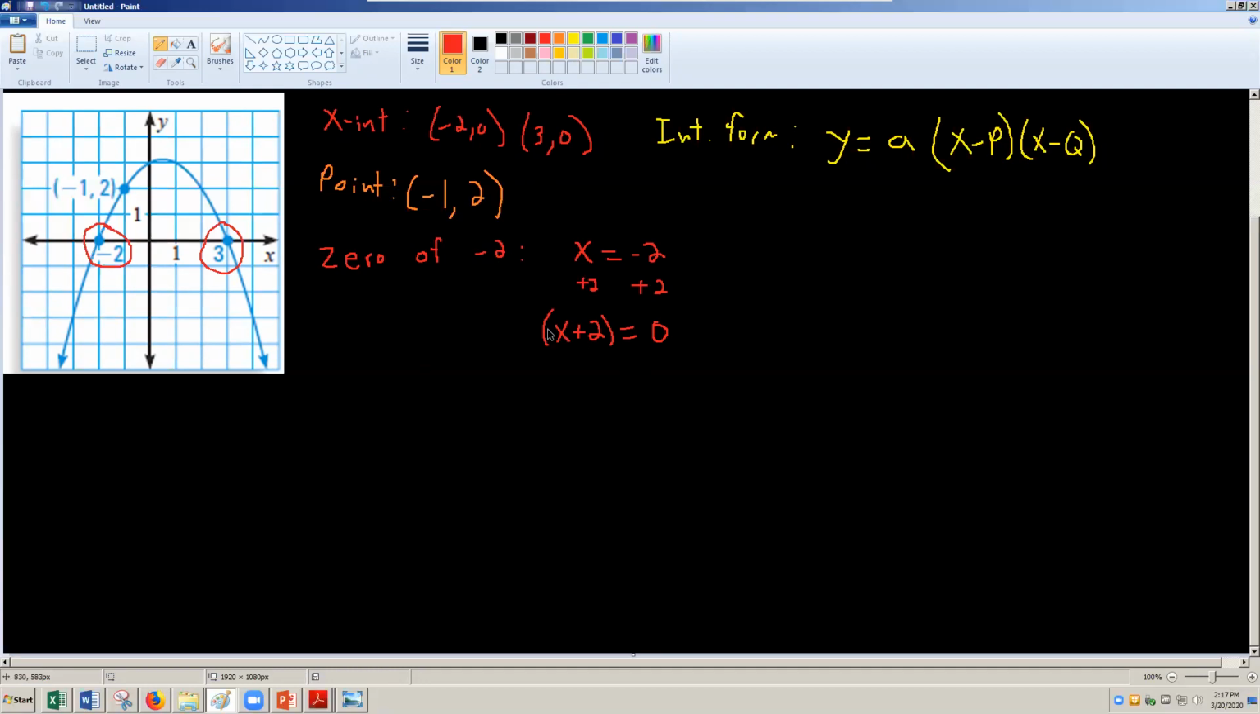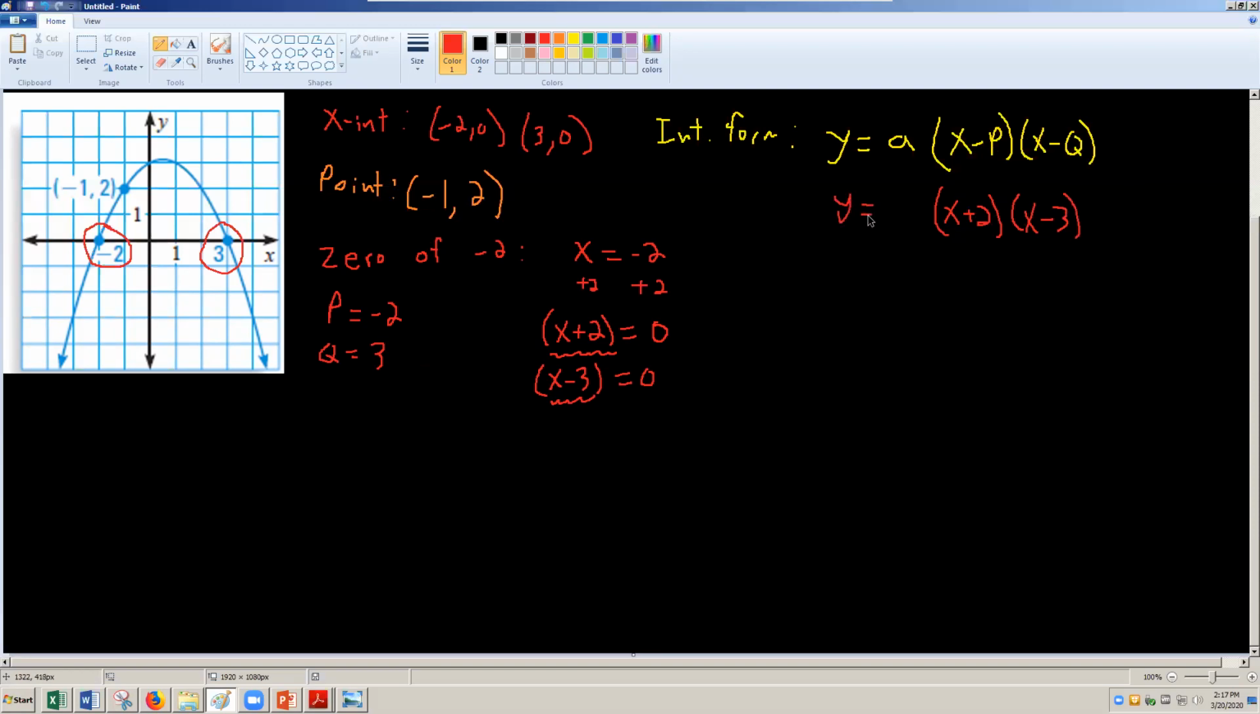So for the other one, it would look like x minus 3 equals 0. So now these are my actual factors. So this is my p and my q values here. So again, p of -2, q of 3. These are being plugged in. It looks opposite, just because I'm subtracting p, subtracting q. So let's make this look like x plus 2 and x minus 3.